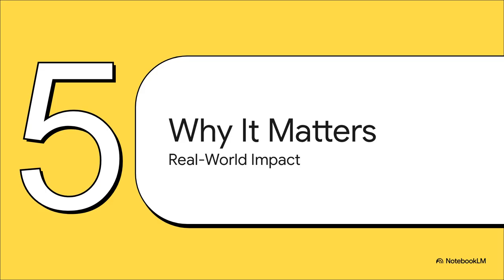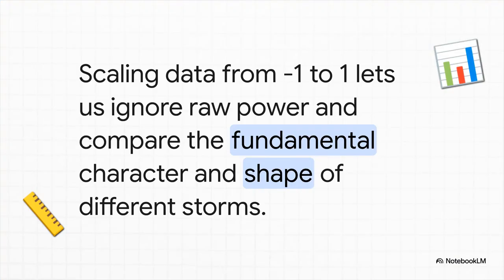So after all this math, all this code, you might be asking yourself, okay, but why? Why go to all this trouble? Why do we need to build digital storms with this level of precision? Let's zoom out for a second and look at the real-world impact. To really get why this is so important, let's talk about a super powerful technique called normalization. Instead of looking at the raw power of a storm, meters per second, all that, we can scale all the data to fit on the exact same chart, from -1 to 1. What this does is it lets us ignore how big the storm is and instead compare the fundamental character, or the shape, of different storms. Are the gusts sharp and fast? Are the waves long and rolling? Normalization lets us compare their personalities.